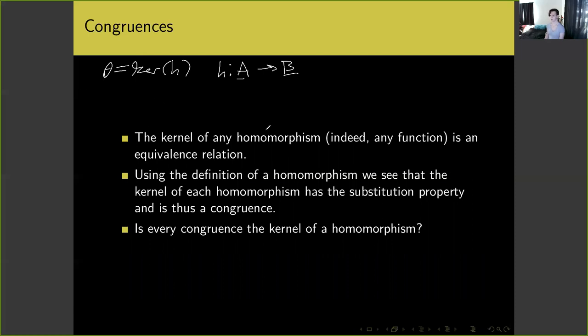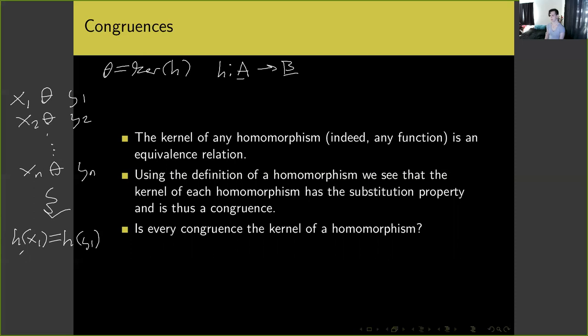In order to check the substitution property, first I have x1 related to y1, x2 related to y2, and xn is related to yn. Now, if I have this situation, this is actually the same thing as having that h of x1 is equal to h of y1, h of x2 is equal to h of y2, and so on and so forth through h of xn is equal to h of yn. And that's just by the definition of the kernel of a function. Now let's actually use that H is a homomorphism of algebras.